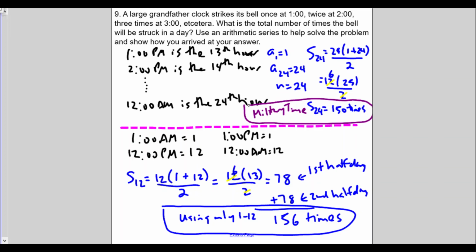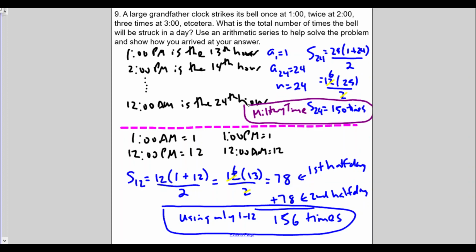Okay, seems a little bit strange out that way. So 13 times 12, 6, 78, times 2, 156. So it's really interesting in this case that the number of times that we would have the bell ring, from 1 to 12, 1 to 12, would be more times than it would be for the military time. I almost feel like I know what happened. I see what the error is.